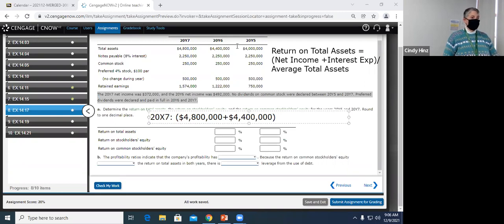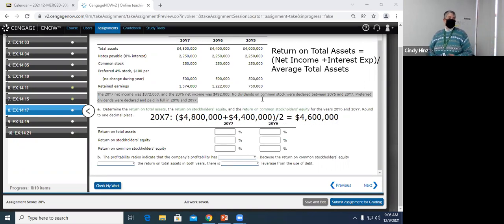I know that because it was the ending balance from 2016. So I'm going to add those together and then divide by 2 to find the average. So for 2017, our average total assets was 4,600,000. Beginning plus ending divided by 2. That's going to be the denominator of our calculation.